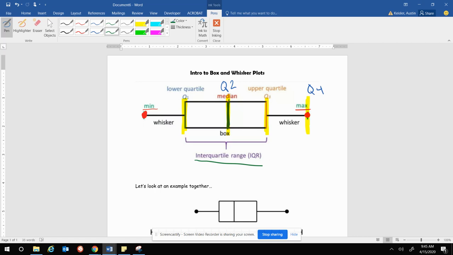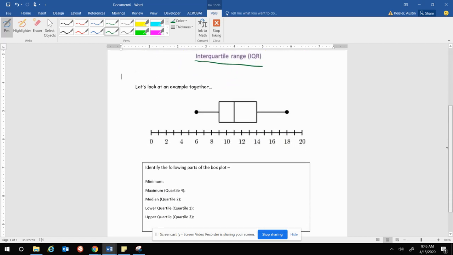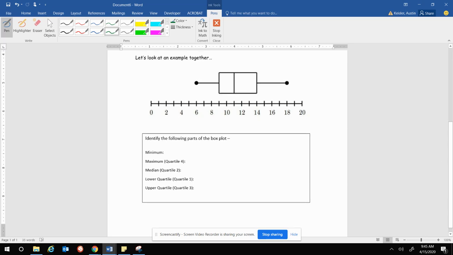I would recommend, when you get to your assignment, having this video paused on this part so you can see all of these pieces, because we're going to be identifying most of this stuff in just a second on your assignment. But before we do that, let's do one of these together. So here I have a box plot, and I have a number line right below it. That number line is going to tell me what the numbers are. So it says, identify the following parts of the box plot.